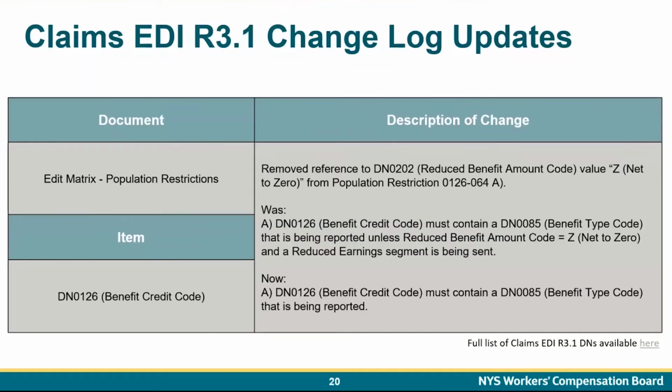For benefit credit code, the only change to this population restriction was related to removing the net to zero reference in this case. As you can see, now at the bottom of the right side there, net to zero is removed since that's no longer applicable.